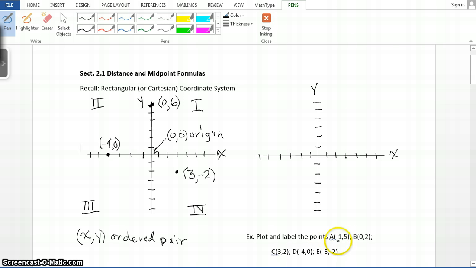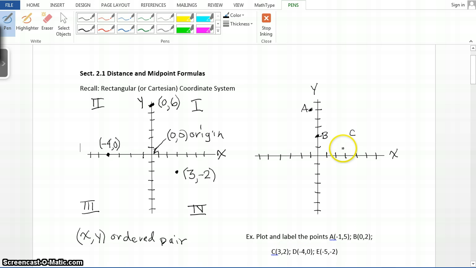Plot and label the points. A, first of all, is negative 1, 5. In my x direction, I go negative 1 and positive 5: 1, 2, 3, 4, 5. So that's about right there. I'm just going to label it with the letter A. Let's try B. B is 0, 2. So 0, you don't go left or right, but 2, I have to go up 2, so this is B. C is a 3 and a 2, so in the x direction, 1, 2, 3, then up 2, just like that. That's point C.